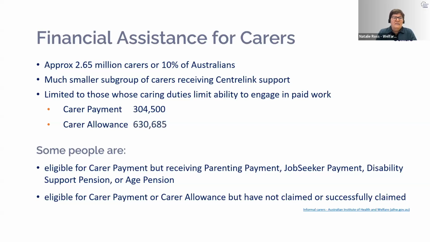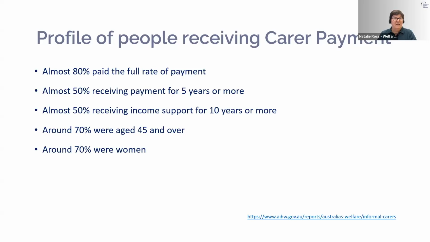So some people who might be eligible to get a payment as a carer are already getting a different kind of Centrelink payment while they're caring, or possibly they've attempted to get a carer payment and have not been able to claim successfully. So this is the profile of people who get carer payment.